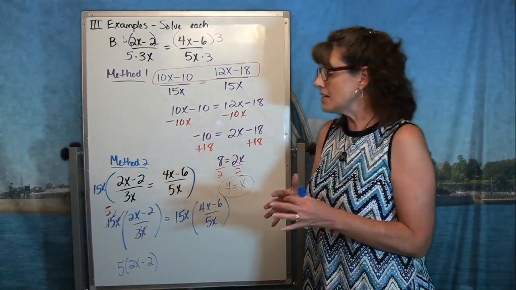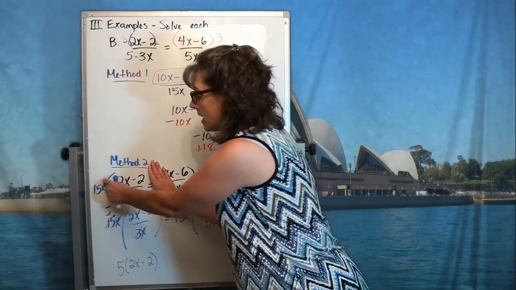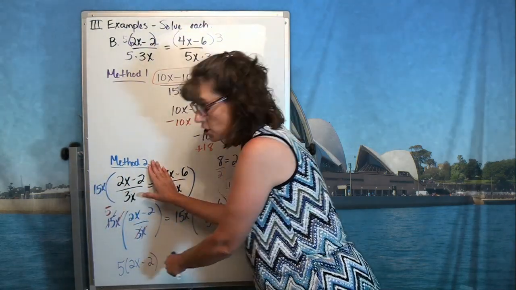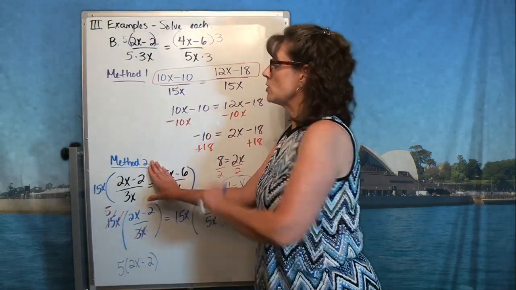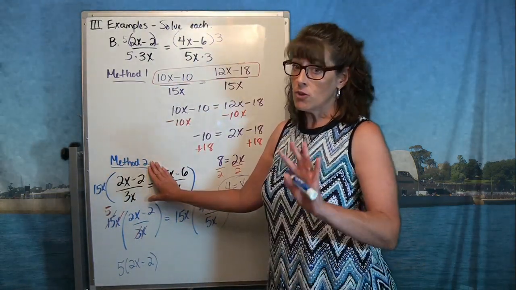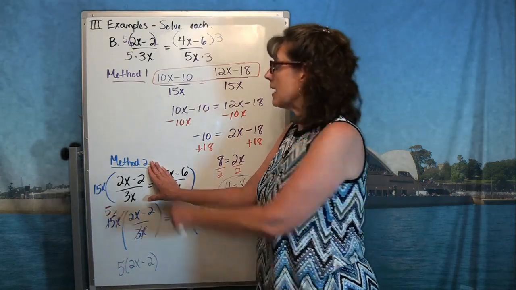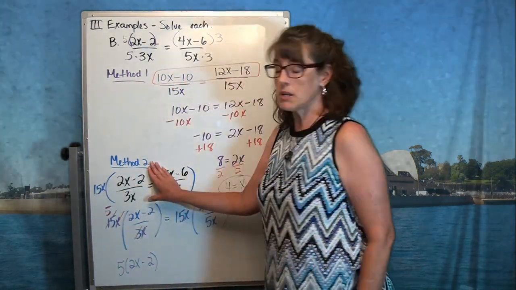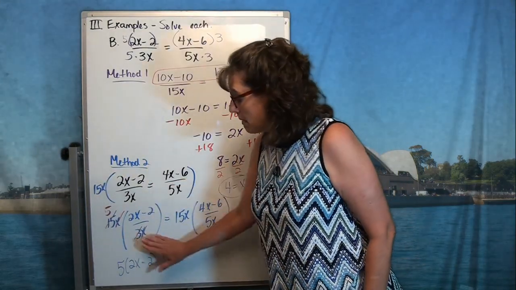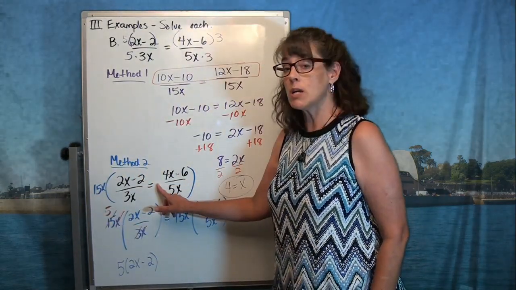So the idea is this, that if there's no equal sign and I try to do this right here, I'm completely changing value. I'm taking what was a 2x minus 2 over 3x, turning it into a 10x minus 10. They do not have the same value. There is no way that a 10x minus 10 has the same value as a 2x minus 2 over 3x. So this method only works when there's an equal sign.